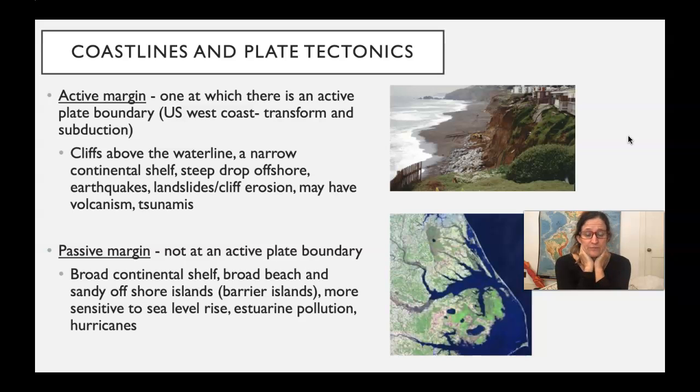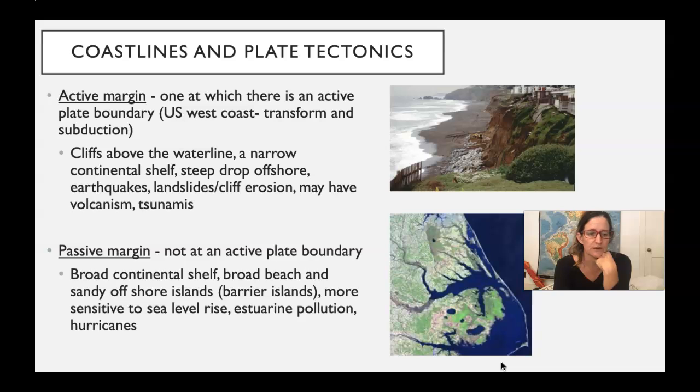That's different than a passive margin where there's no plate boundary. The continental shelf is going to be really broad, miles wide. The beach is often broad. There's not going to be very much associated cliffs. The shore is sandy. There are oftentimes barrier islands. This is North Carolina, the Albemarle-Pamlico Sound. And this is the barrier islands of the Outer Banks. And those go all the way down to around Myrtle Beach in South Carolina.